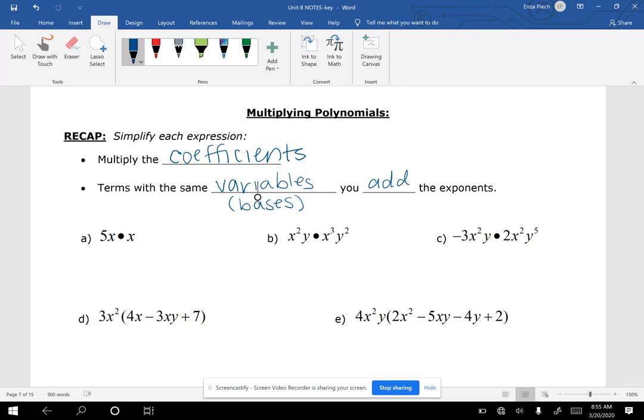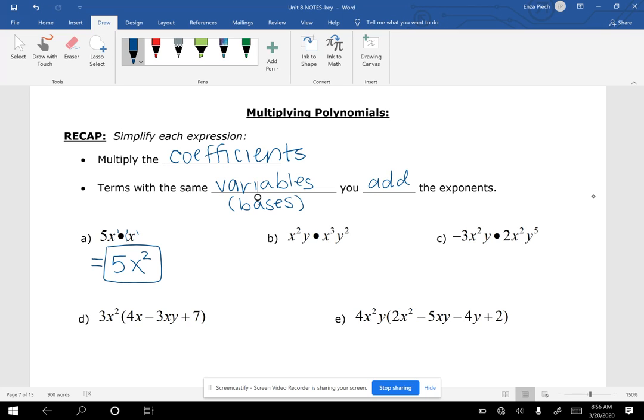So here we've got a 5 with an invisible 1 as a coefficient, and each of these x's have a power of 1. So we're going to multiply the coefficients. 5 times 1 is 5. And then we're going to add the exponents on our variable. So the variable or the base stays the same. 1 plus 1 is 2. So we have 5x squared.